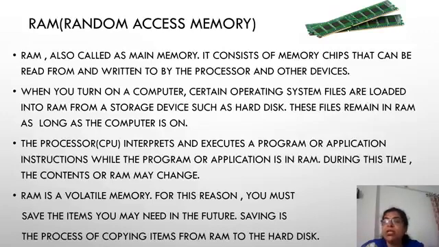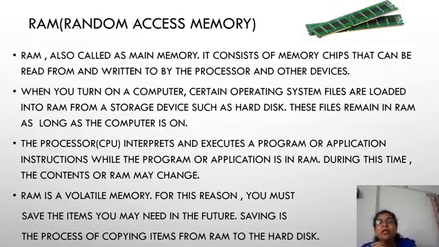It consists of memory chips that can be read from and written to by the processor and the other devices. When you turn on a computer, certain operating system files are loaded into RAM from a storage device such as hard disk. These files remain in RAM as long as the computer is on. Means what? Operating system files are getting loaded into the RAM. Unless and until you switch off, those files remain in the RAM itself. And some other application files which you have opened will also remain in the RAM.